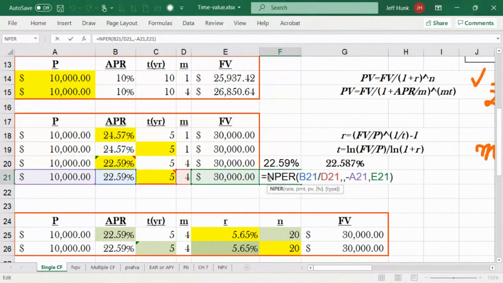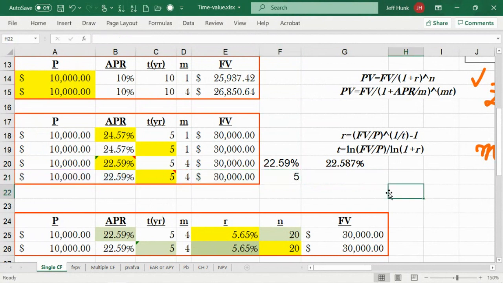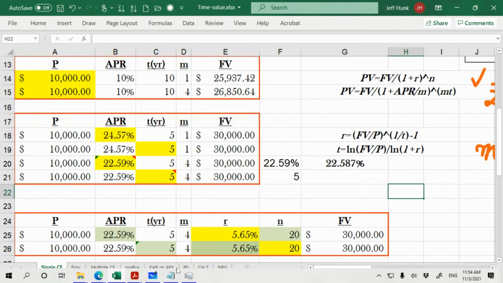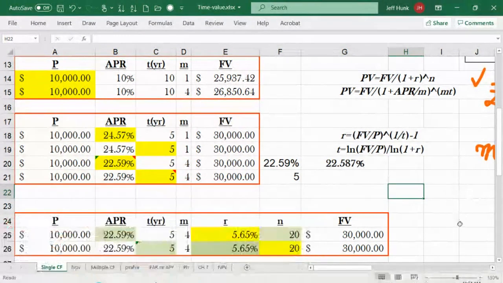So here, you still need to use your brain. You cannot just let it. 5 years? Yeah, you should. In other words, you should divide it by 4, because it is quarterly, and you should arrive at 5. Okay, makes sense, everyone? So everyone got the same result.